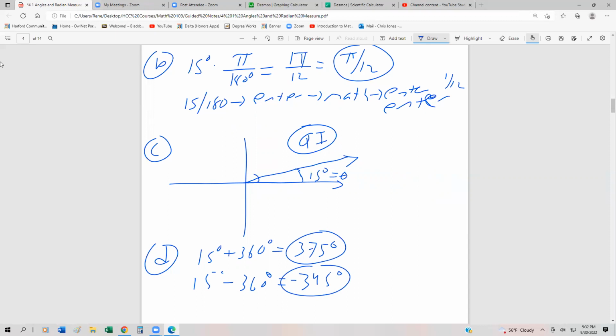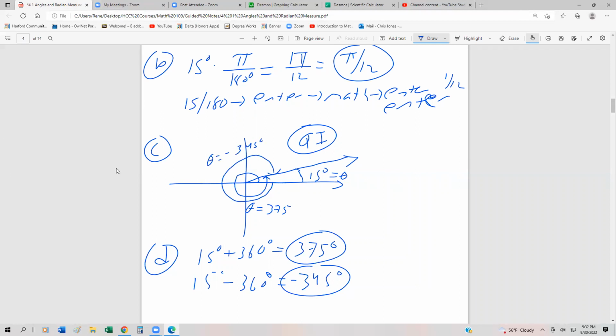375 would be this angle where you go all the way around once and it ends there. So that would be theta equals 375. And then if I want negative 345, that would be this angle. All right, so that would be theta equals negative 345 degrees.